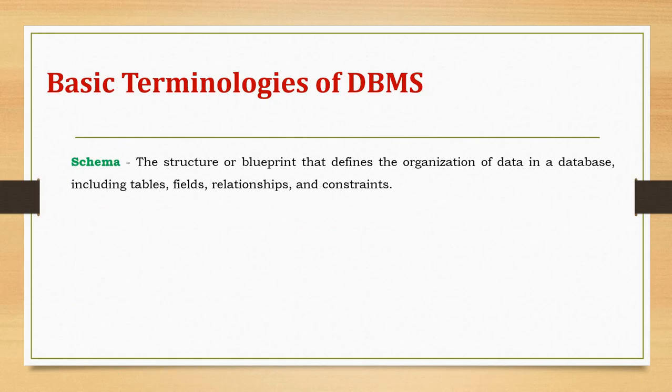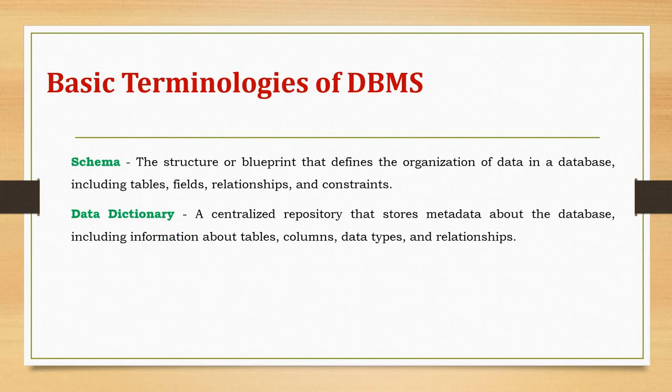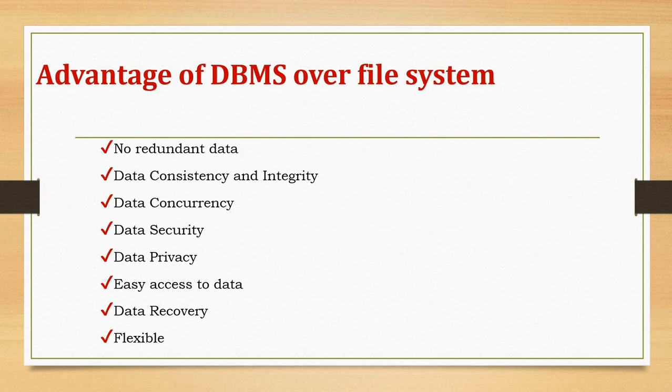And we have what is called a schema. Schema is a blueprint or the structure of our database, including the tables, fields, relationships, and constraints. Data dictionary is maintained as a repository to store the metadata about the database. That includes the tables, columns, data types, and what kind of relationships they have.